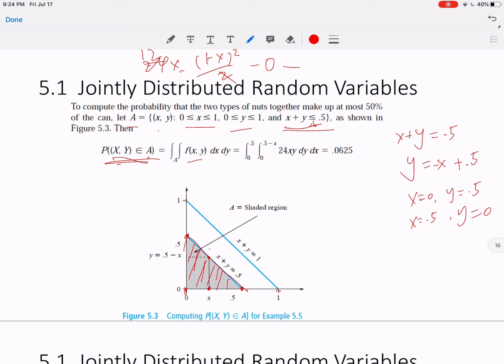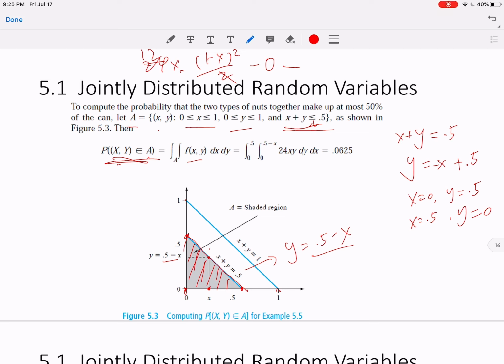So the key point is to find the y coordinate of this point in terms of x. We know that this line is x plus y equals 0.5. This is equivalent to y equals 0.5 minus x. Which means if we take x here, the corresponding y coordinate is going to be 0.5 minus x. So the interval of y is going to be from 0 to 0.5 minus x.